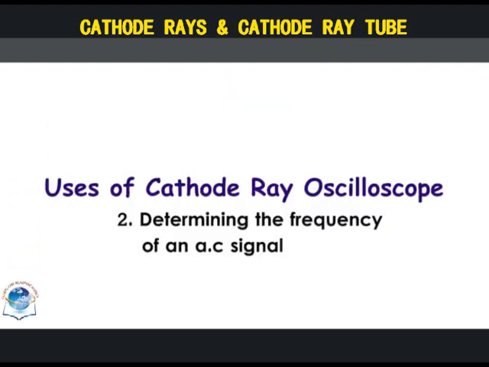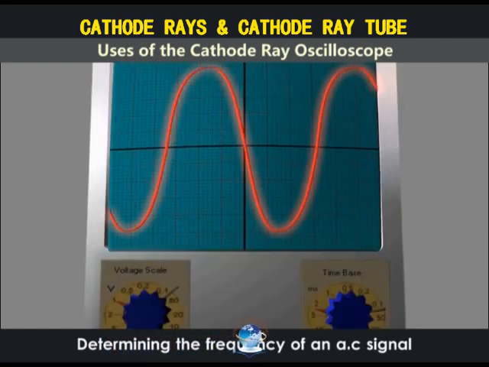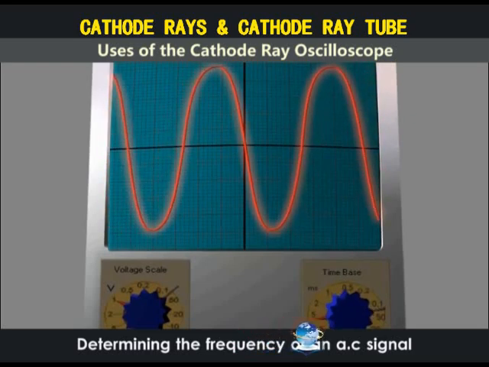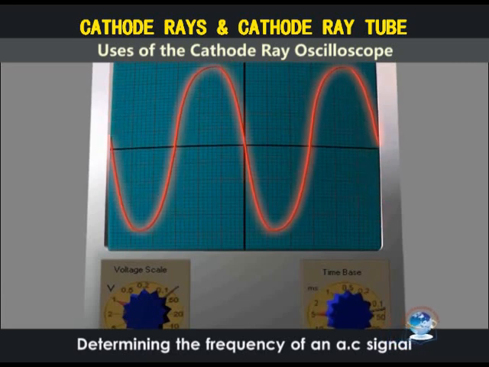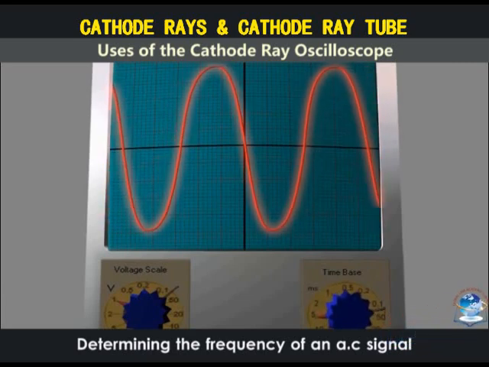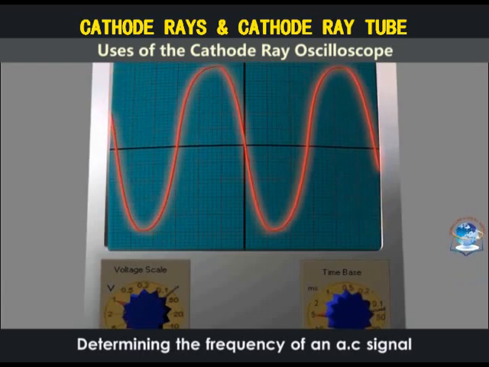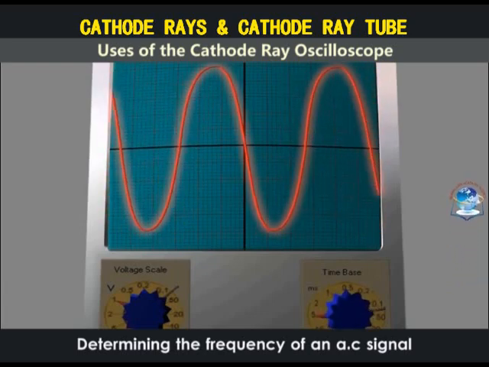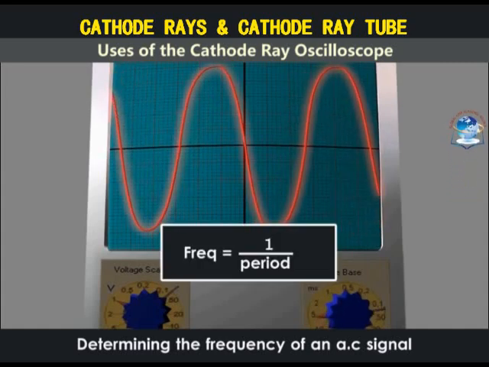The CRO can also be used in determining the frequency of an AC signal. The signal is fed into the Y plates of the CRO with the time base on. The time base control is then adjusted to give 1 or more cycles of the input signal. The time t of the signal is then determined by relating the trace of the signal on the screen with the time base settings. The frequency f can then be calculated as f is equal to 1 over t.